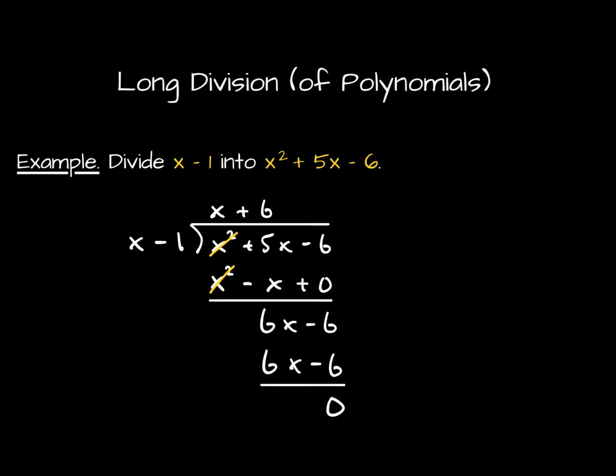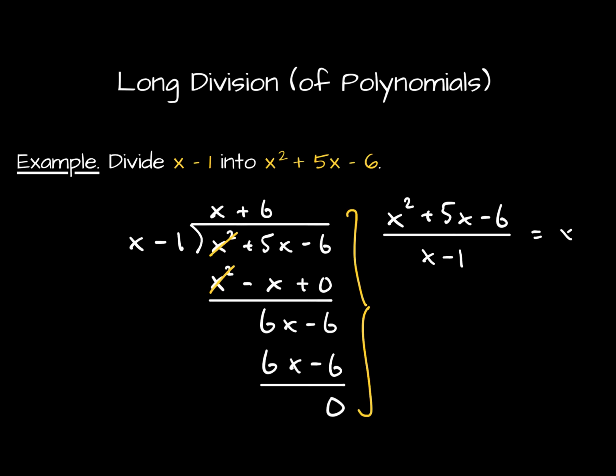Now, what has this process of long division revealed? It's revealed something rather nice. It's shown us that x squared plus 5x minus 6 divided by x minus 1 is equal to x plus 6 with a remainder of 0.